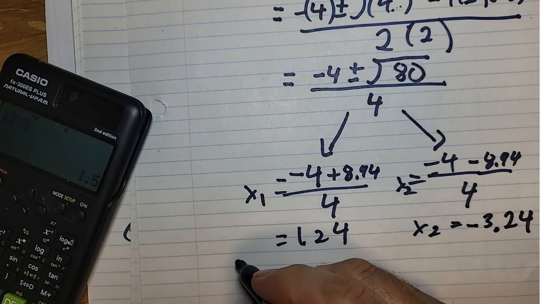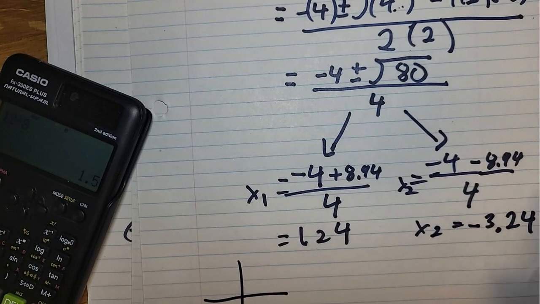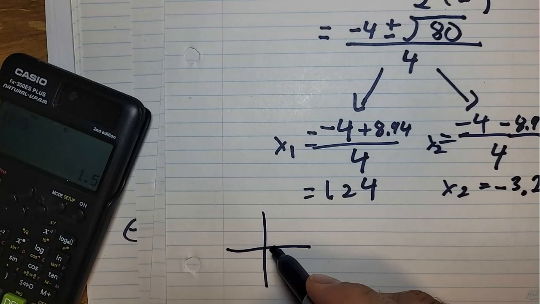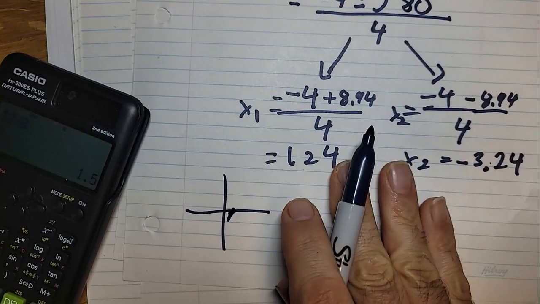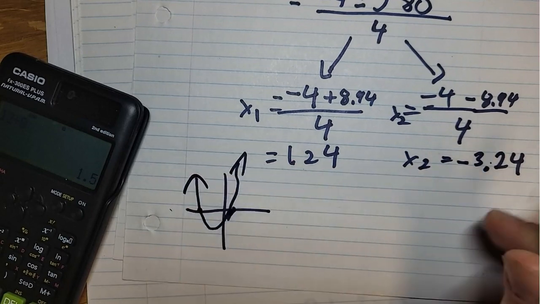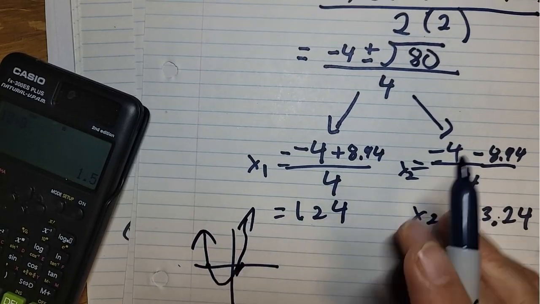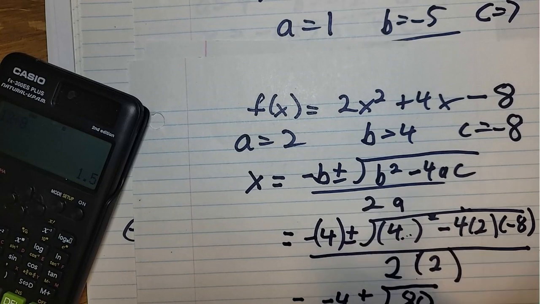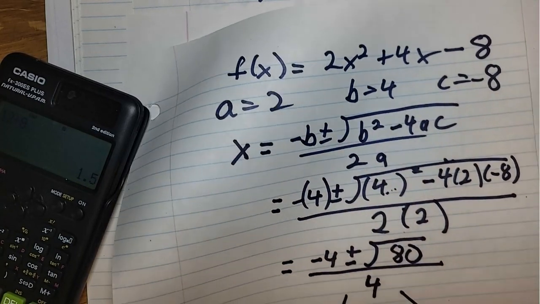This graph again opens up, because by the 2 on the thing, it opens up. But you got 1.24 here, and here you got negative 3.24 down here. And it opens up like that. That graph opens up like that. And we know it opens up because it's positive 2. That's our step pattern. And the 2 x-intercepts were these.